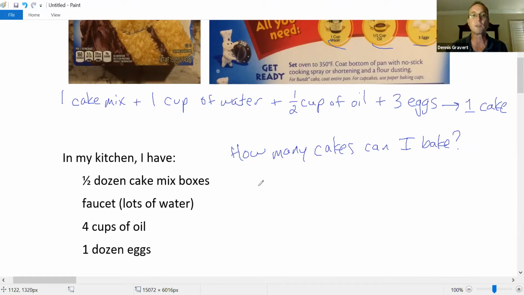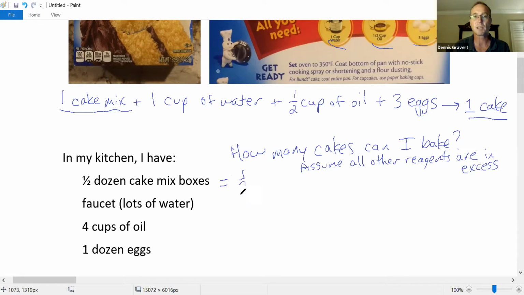Okay, well, it's pretty straightforward, right? You would say, okay, let's take them one at a time and assume that all other reagents, all other ingredients, are in excess. We have plenty. And let's just go one at a time and say, okay, what if I run out of cake mix boxes first? We have a ton of water, ton of oil, ton of eggs. That's the assumption. How many cakes can a half dozen cake mix boxes make? Check the recipe. You need one cake mix for one cake. It's a 1-to-1 ratio. So you can make a half dozen cakes, which is 6, right? A dozen is 12, half a dozen is 6 cakes.